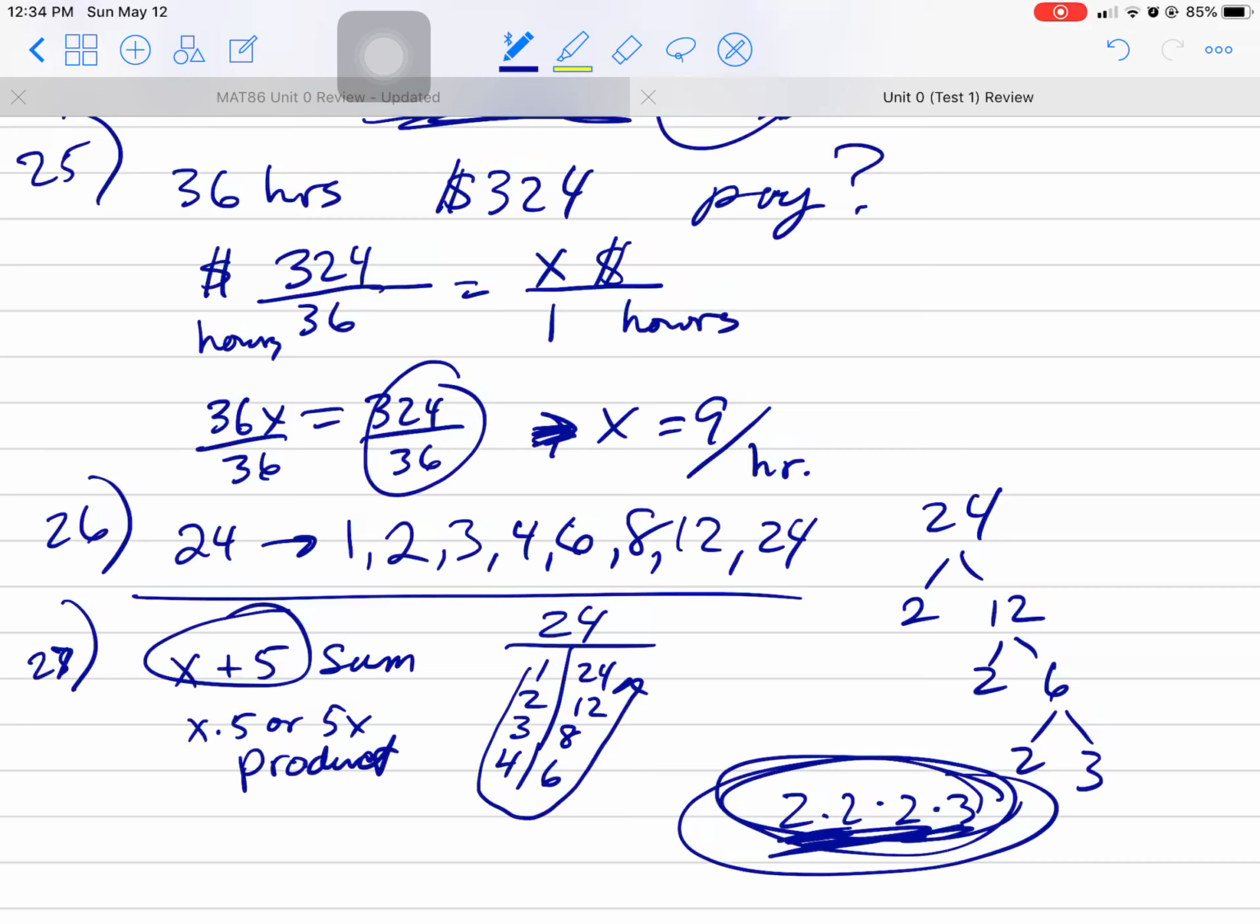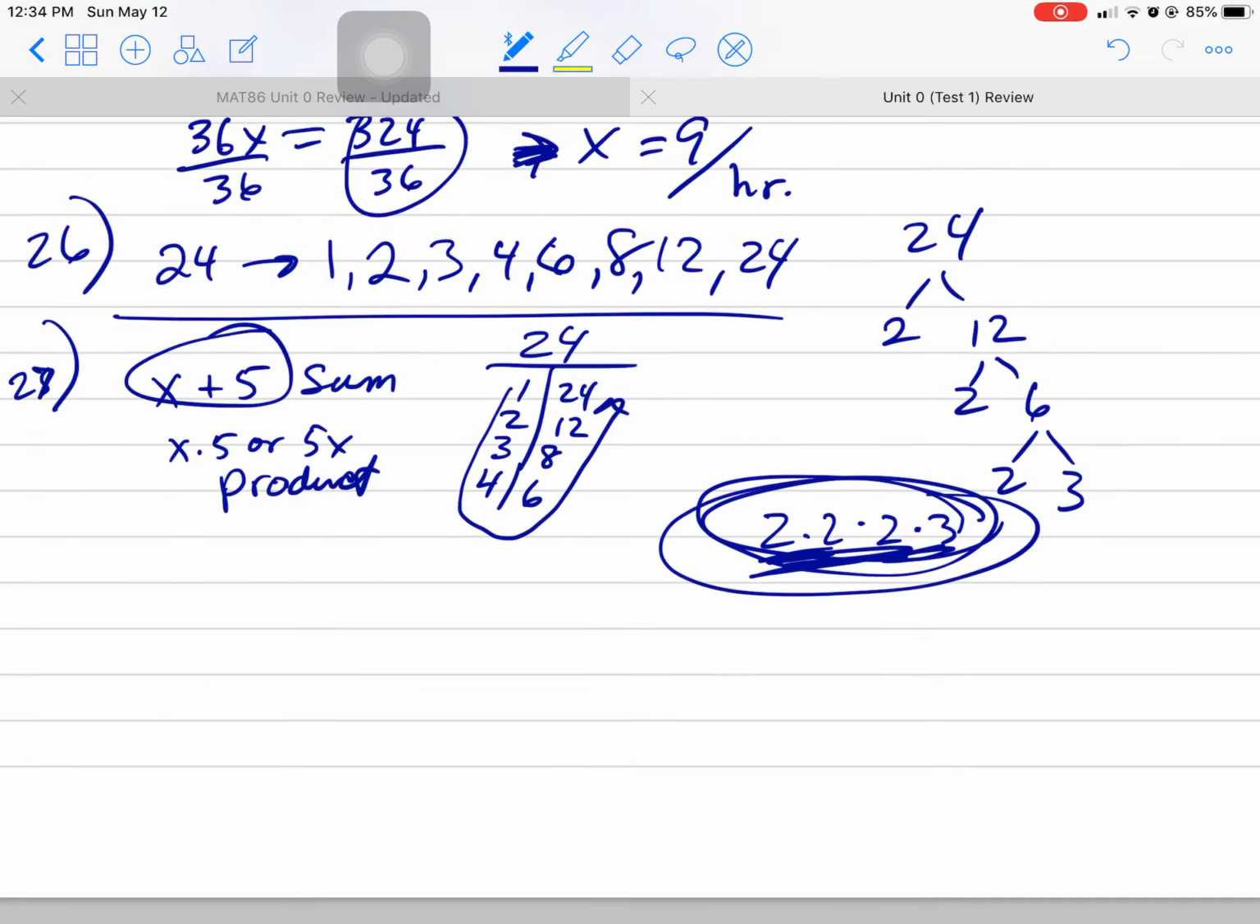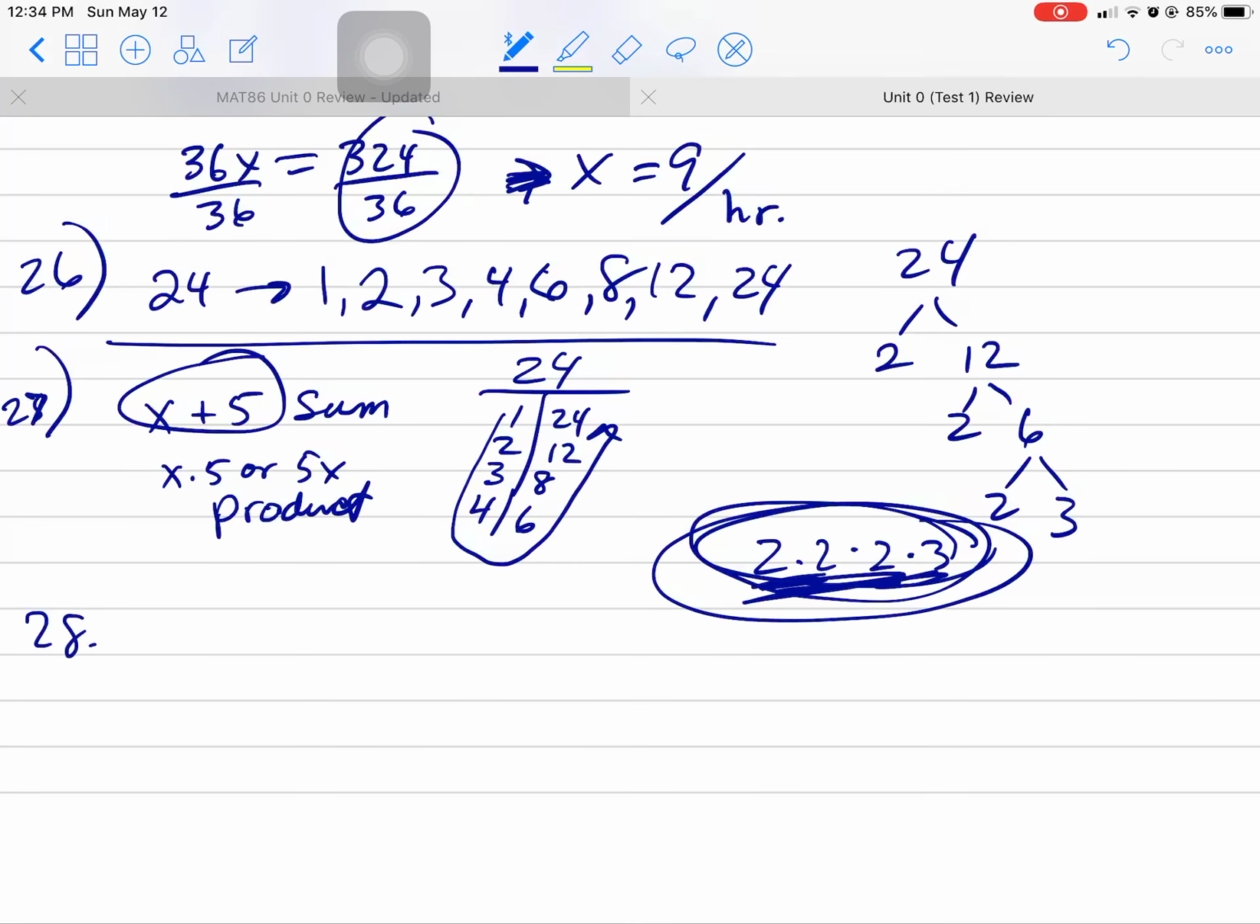Give me a second. Sorry, I have a flag with a post-it note here. Gracious. All right. So I'm sure doing this kind of fast. Sorry. 28. Where's the page? 28. There we go.